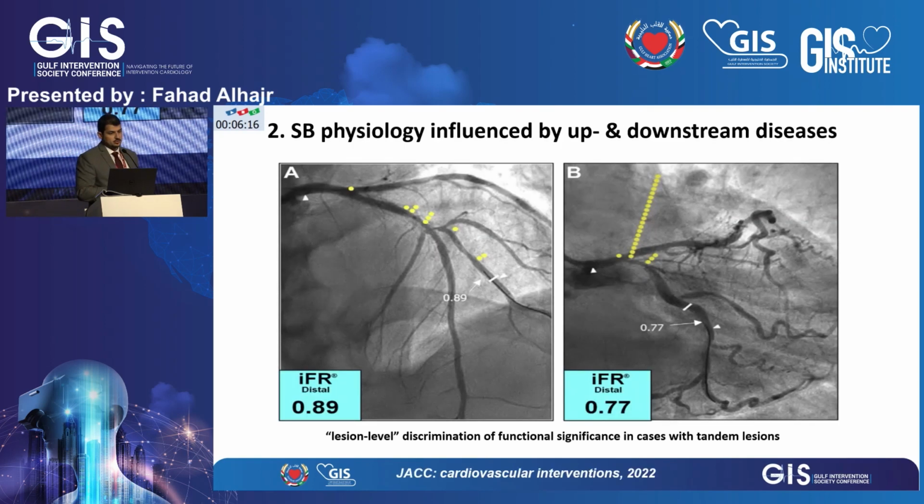So the second concept is side branch physiology being influenced by upstream and downstream disease. As you can see, when we put a physiology wire across the diagonal here, this is involving everything downstream and upstream. You can see the step-up here, compared to the ostial shock, which has a significant impact on the disease.